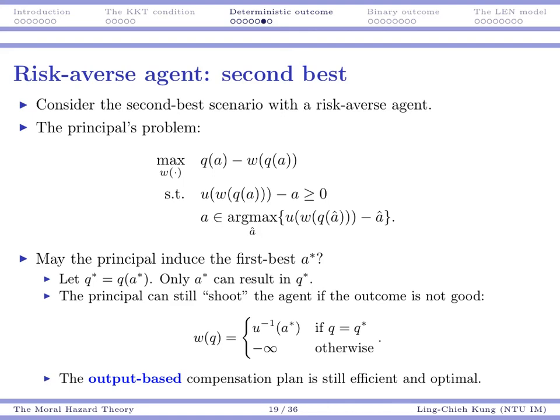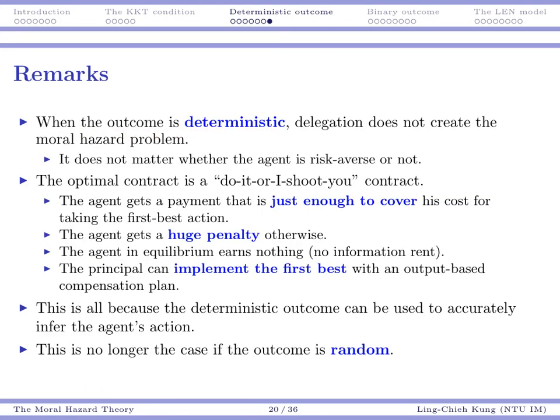This can happen simply because your compensation plan can be designed in that way, because the outcome is 100% predictable. So when the outcome is deterministic, delegation really does not create any problem. It doesn't matter whether the agent is risk averse or not, because we can always implement the do-it-or-I-shoot-you contract. The agent would get a payment that is just enough to cover his cost for taking the first best action. Otherwise, the agent would get a very large penalty, which the agent will try to avoid.